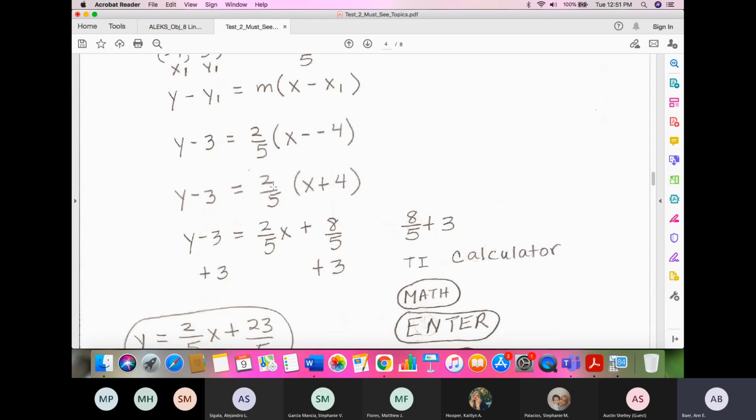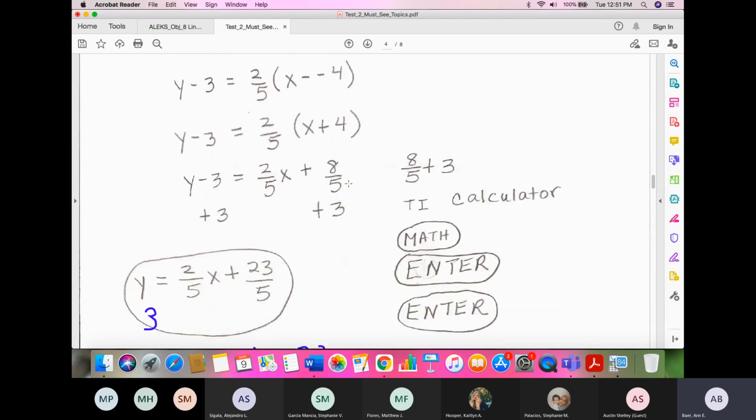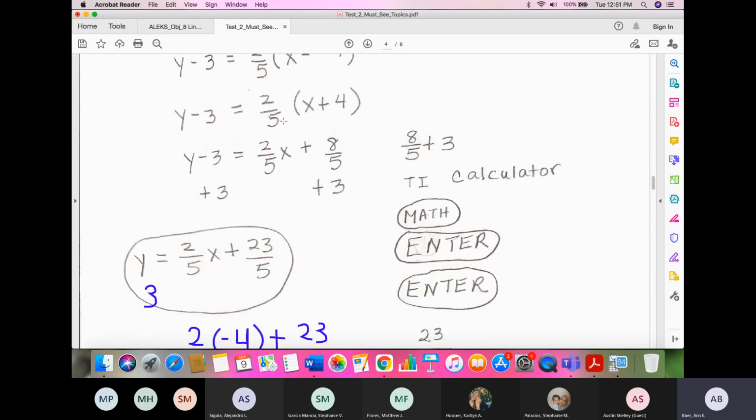Copy this down, copy the slope down. Minus a minus 4 is a plus 4, so we get x plus 4 in here. And then we want to copy this down, multiplication over addition. We want to distribute 2/5 x. Positive times positive is positive. 2 times 4 is 8, divided by 5 from this right here.